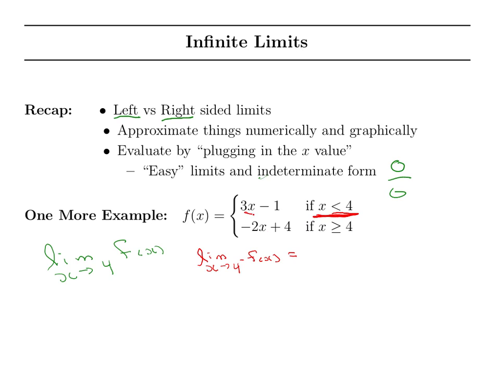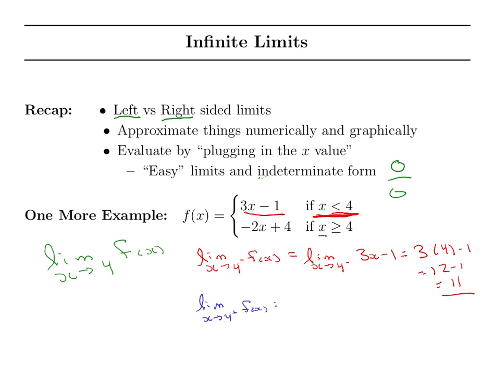So what we can do is really look at this 3x minus 1. This is the same as the limit as x approaches 4 on the left of 3x minus 1. And now we can notice that this is one of our easy limits. We can go ahead and just plug in 4 and see what happens. 3 times 4 minus 1 is equal to 12 minus 1. That gives us 11. That's our left-sided limit. If we want to look at the right, we can do the same thing. We'll say we're looking at the limit as x approaches 4 on the right of f of x.